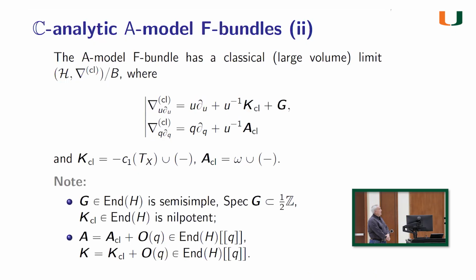And the relationship between this and the quantum one is actually very interesting. So first of all, this G, which is constant, is the grading operator. It's semi-simple. It has eigenvalues which are half integers, at most half integers. And the classical cup product with the first-order class is nilpotent. And of course, these are the leading terms in the series A and K viewed as series of Q.